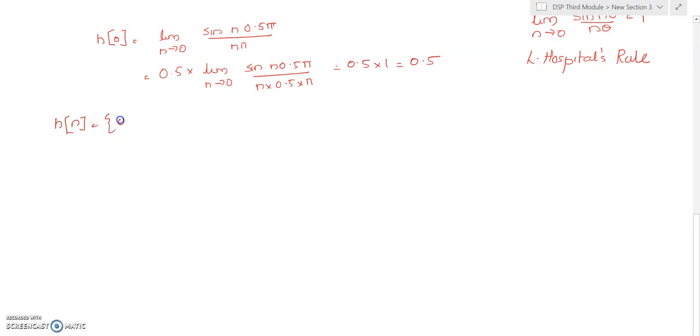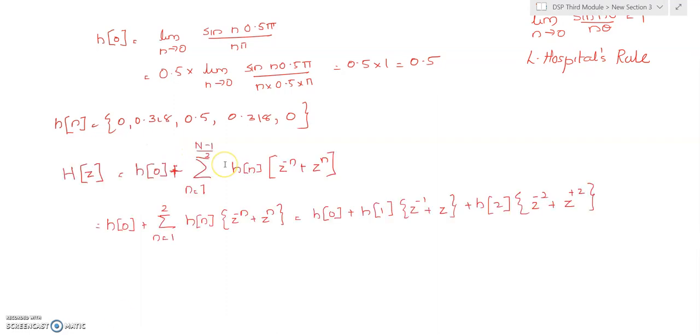It will be 0, 0.318, 0.5, 0.318 and 0. So this is your h of n coefficient. So the equation of the transfer function, which is the final step, h of z will be given by h of 0 plus summation n equal to 1 to (n minus 1) by 2, this is 2, h of n, z raised to minus n plus z raised to n.